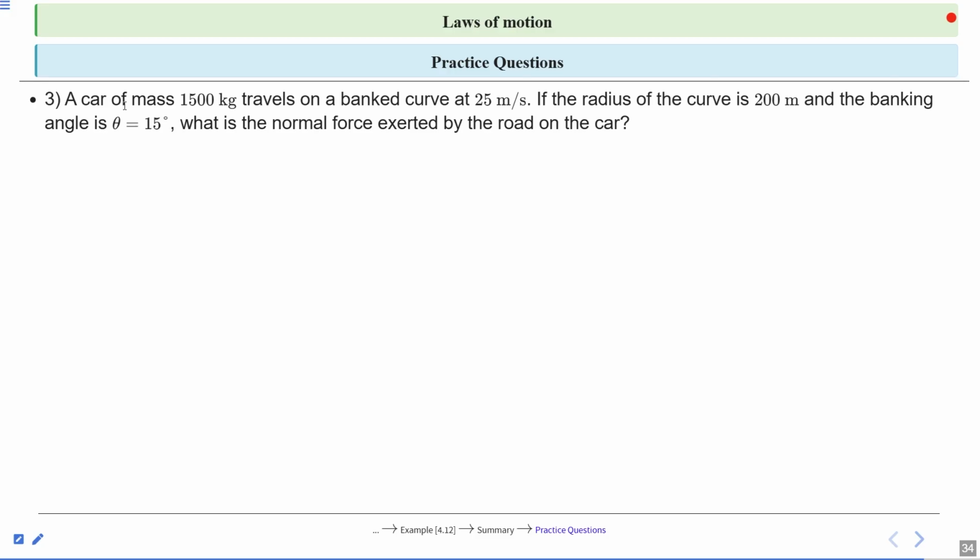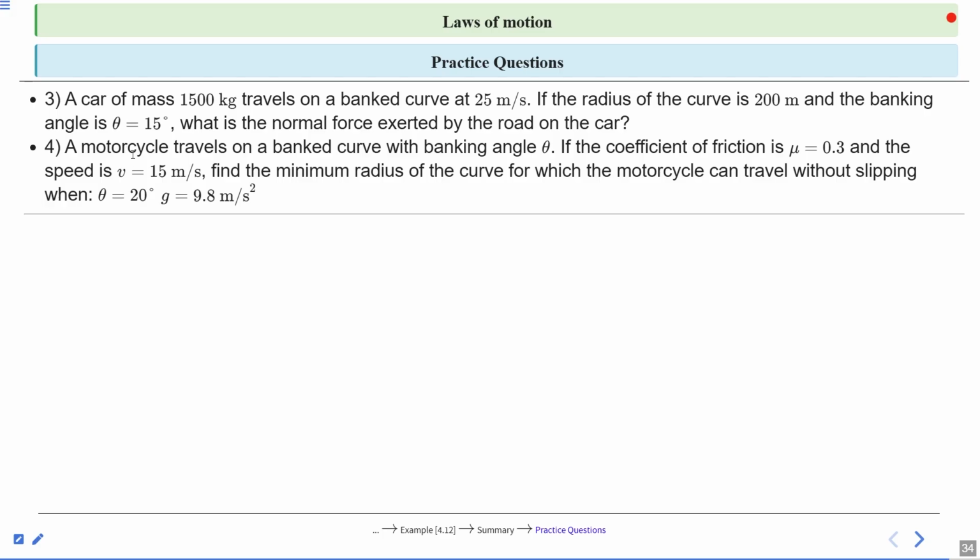Third question: a car of mass 1500 kg travels on a banked curve at 25 meter per second. If the radius of the curve is 200 meter and the banking angle is theta equal to 15 degree, what is the normal force exerted by the road on the car? Here you have to find out the normal force.